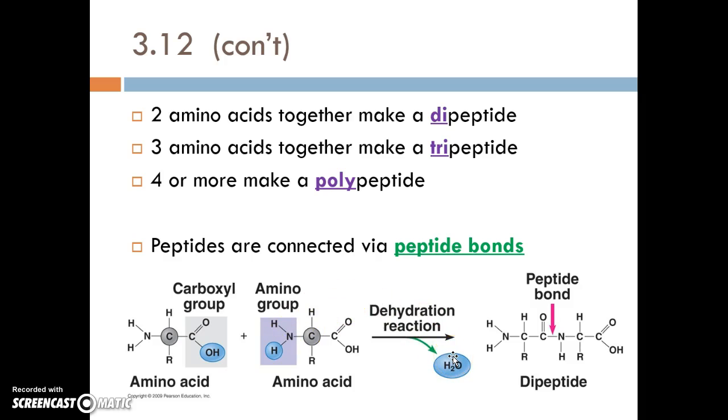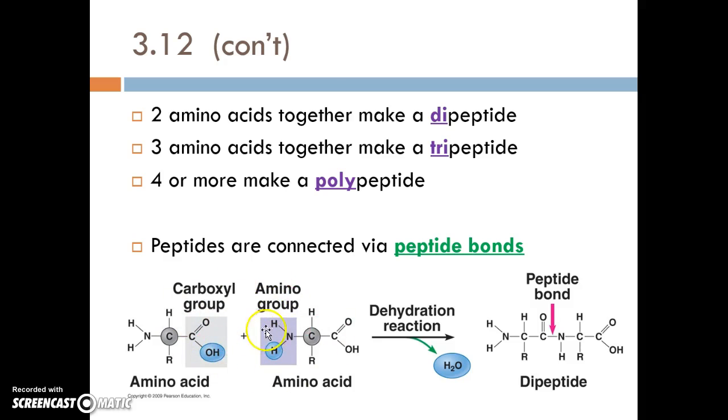Hopefully you said hydrolysis. If you didn't, that's okay. It's a tough word. And you could just review a couple of the first few slides for this chapter, but you'll see that we added an H and an OH, and that broke these two in half, and that hydrolysis reaction is occurring in your small intestines.